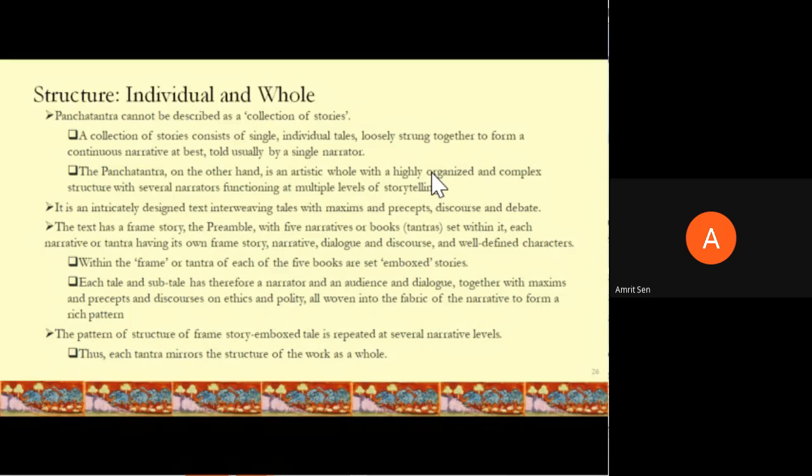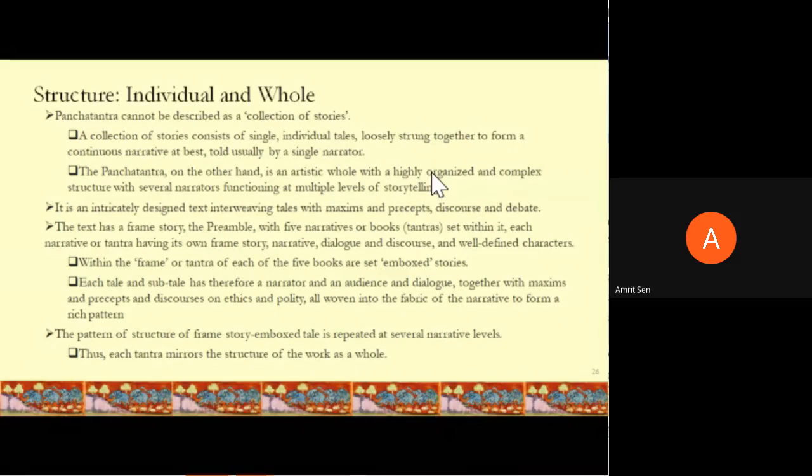So we cannot say that there is one clear structure within the Panchatantra. What we can say is that it is a highly organized, complex structure with several narrators functioning at multiple levels of storytelling. But how is it strung together? Is there a principle of unity within the tale? Yes, there is, in the sense that all of these tales lead up to the main story of the crows and owls in Kakulukiyam, and the 5 tantras lead up to the theme of the education of the king and the self-fashioning through the narrative of Vishnu Sharma.